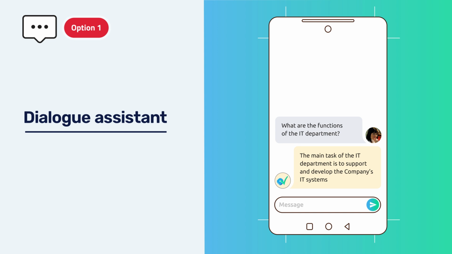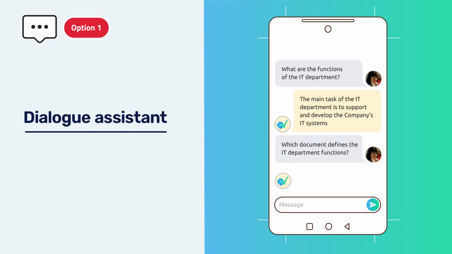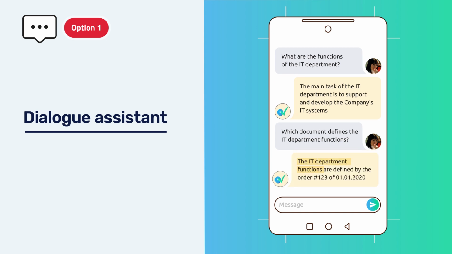The assistant can find fragments of documents that contain the answer to the question and formulate an answer in the form of a short summary.